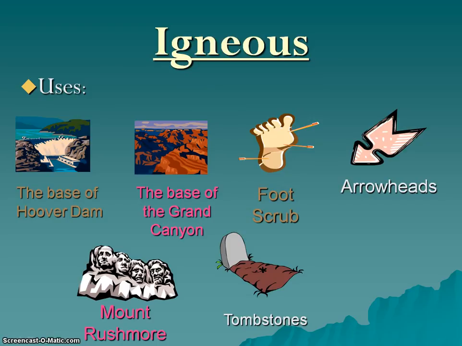Some examples of igneous rocks would be granite. Granite would be a type of igneous rock that is going to form underneath the Earth's surface. Anytime you have an igneous rock that forms underneath the Earth's surface, it is going to be considered intrusive. Anytime you have an igneous rock that forms on top of the Earth's surface, it is going to be considered extrusive. Granite would be an intrusive igneous rock.